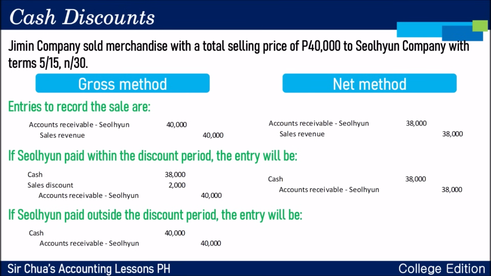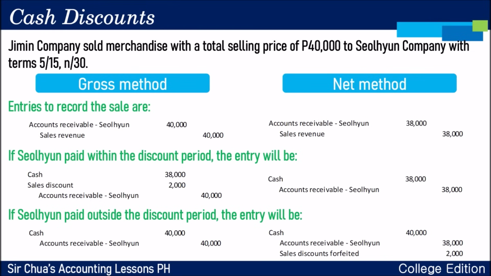However, in the net method, you debit cash at the full amount of 40,000 and you credit accounts receivable at the net amount na 38,000 because ganyan natin siya unang ni-record. Magkakaroon tayo ngayon ng tinatawag nating miscellaneous income na sales discounts forfeited na 2,000.